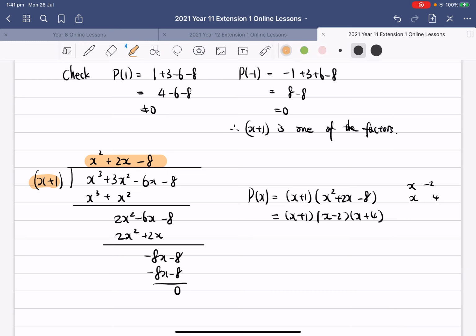So as you can see for the next two factors, x minus 2 and x plus 4, you can check P of 2 and P of minus 4. If you check these two, it will give you zeros. But I just feel like long division is quicker than checking every single possible answer there.